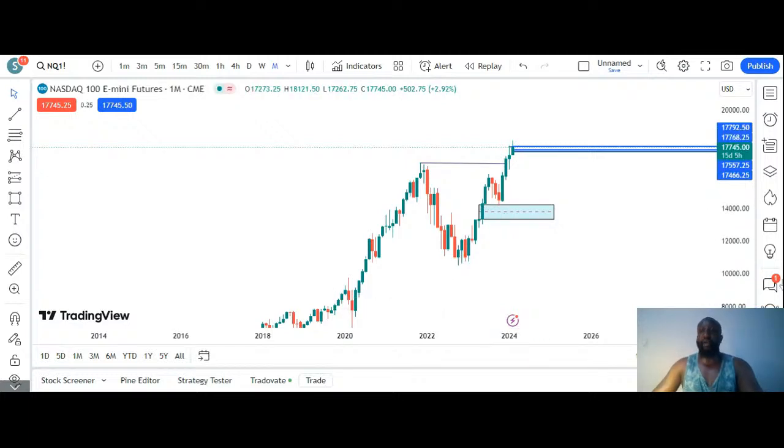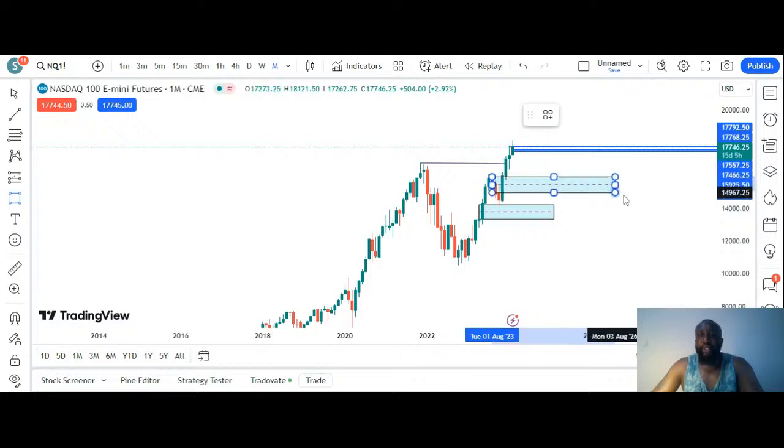But before going up, this is what it's going to do. It's going to retrace a bit into this area and want to use this order block. You see these three candles there, they form the bullish order block. Let me use a different color so that you guys can see properly.